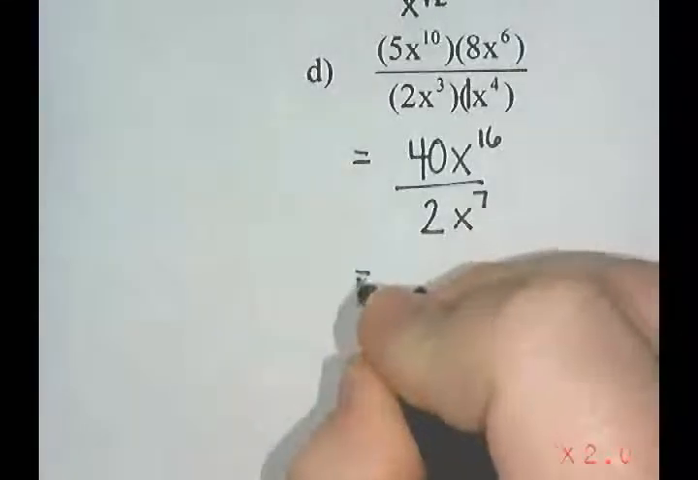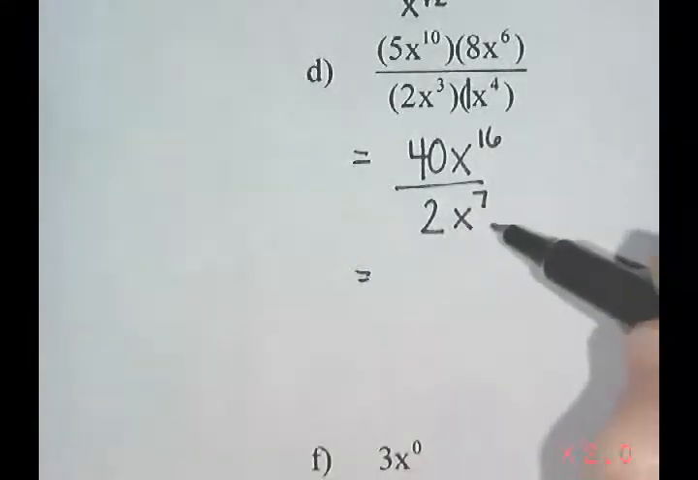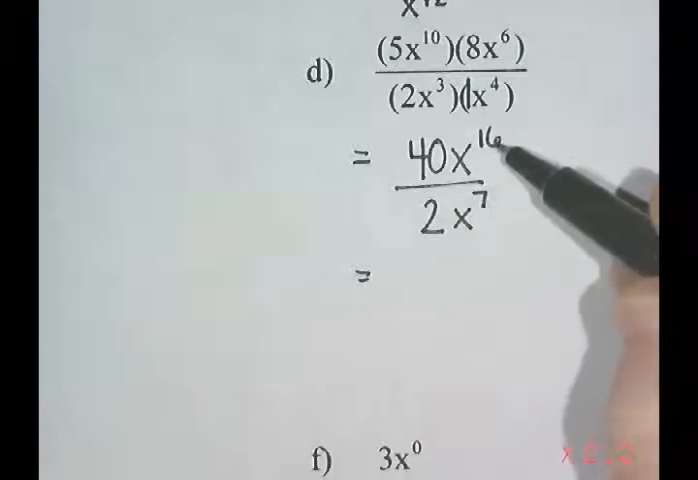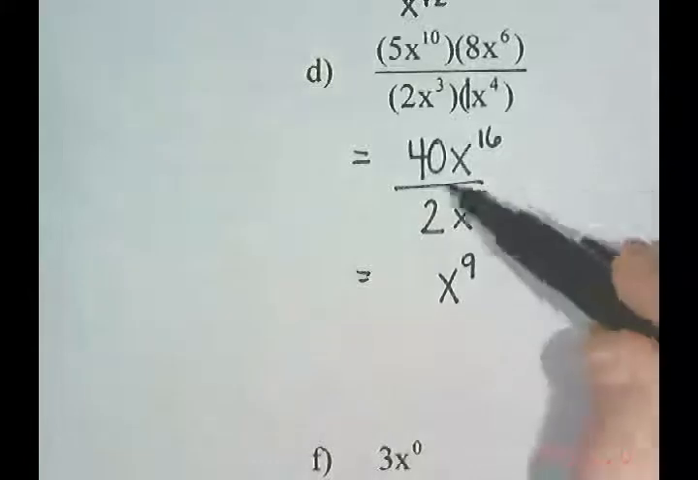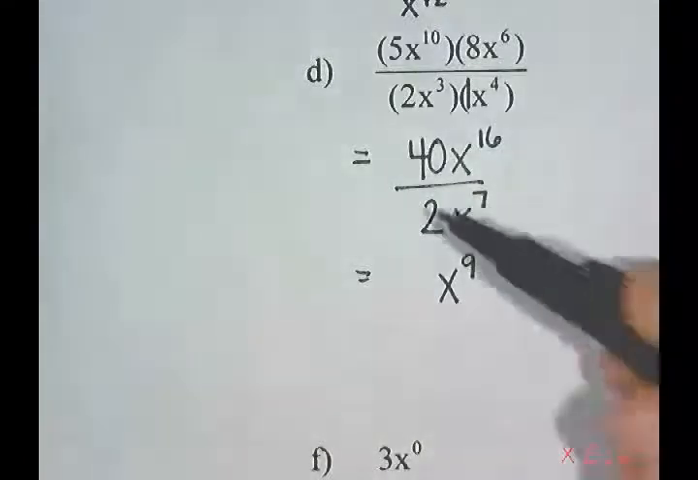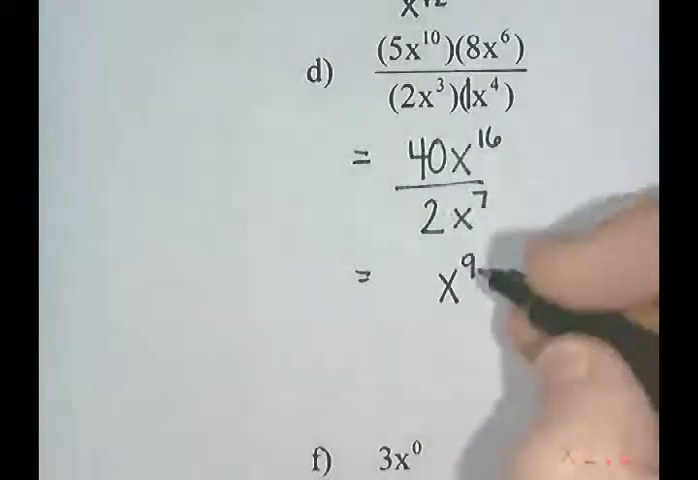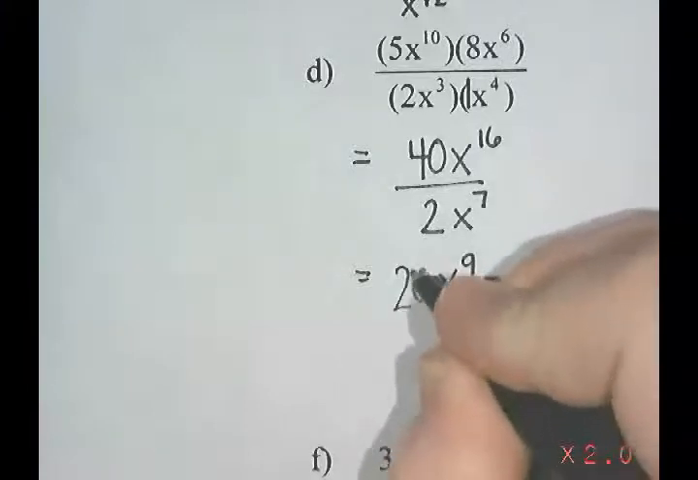And then to do the division, x to the 16 divided by x to the 7, I subtract. So 16 take away 7 leaves me with x to the power of 9. 40 and 2 are not the same base, so we just divide the coefficients. 40 divided by 2 is 20.